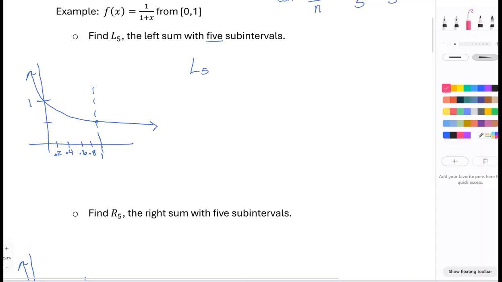So I'm going to draw my picture using that left endpoint for each. So my picture is going to look like this. Left endpoint, draw the rectangles, left endpoint, left endpoint. So you can see these are going to overestimate just a little bit also.